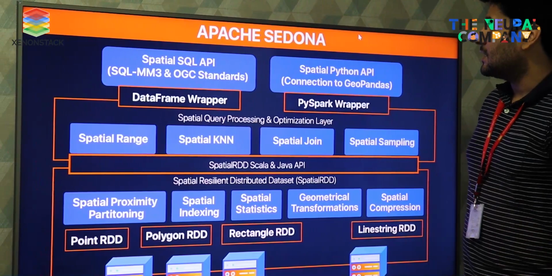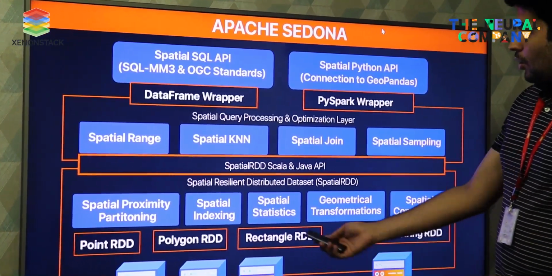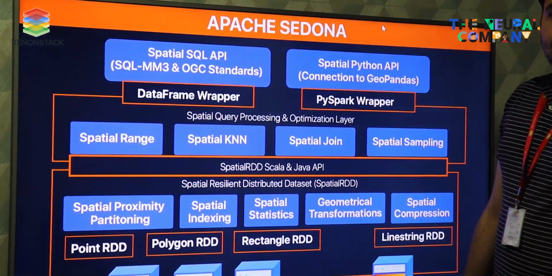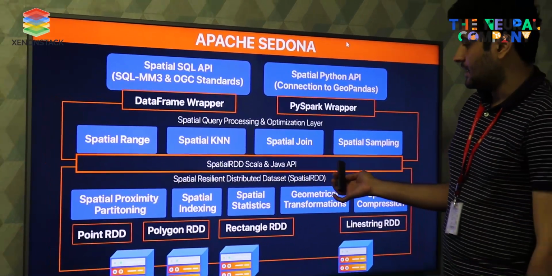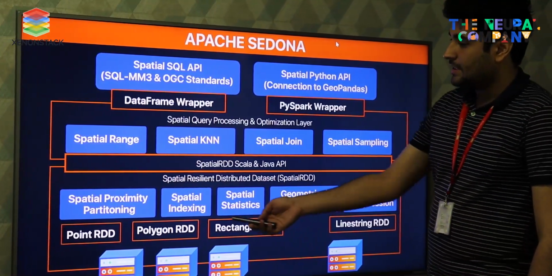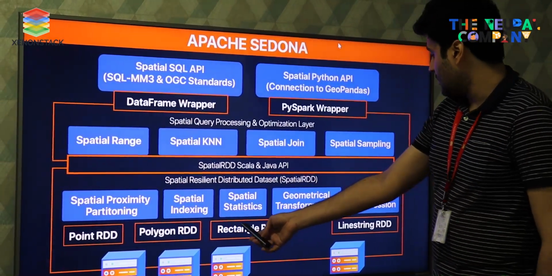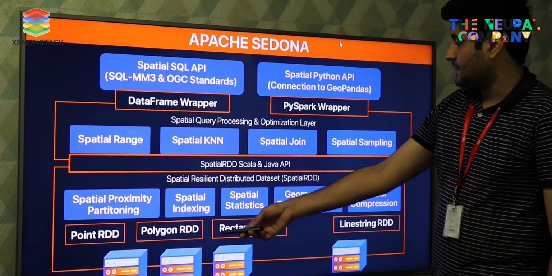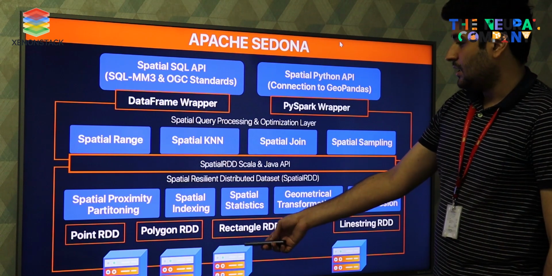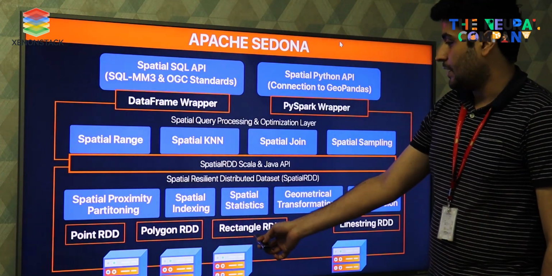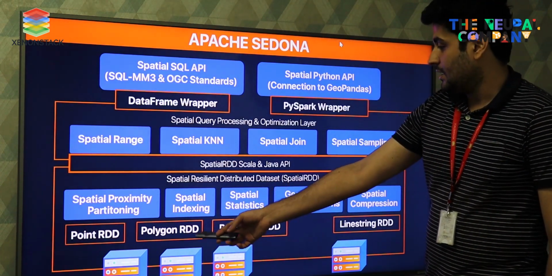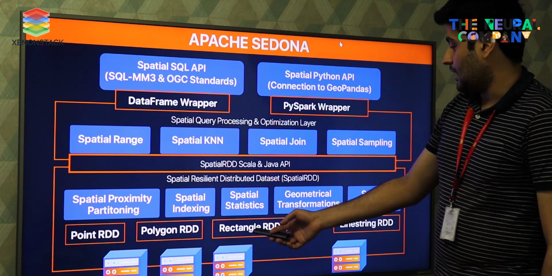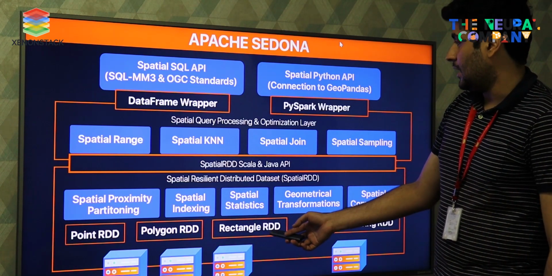So Apache Sedona is a cluster computing system built on top of Spark. It provides out-of-the-box spatial RDDs. We can see we have 3 different types of RDDs here. There are other RDDs as well, but in this slide we can see 3 different types of RDDs. One is point RDD, another one is polygon RDD, and the other one is rectangular RDD.